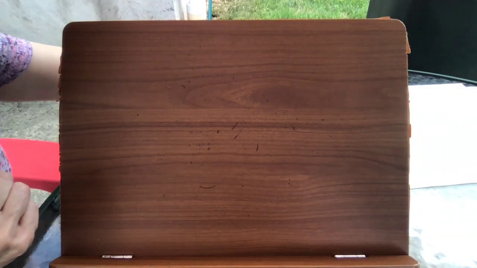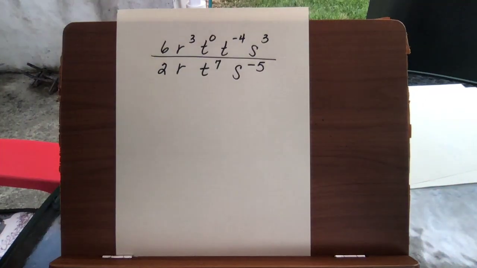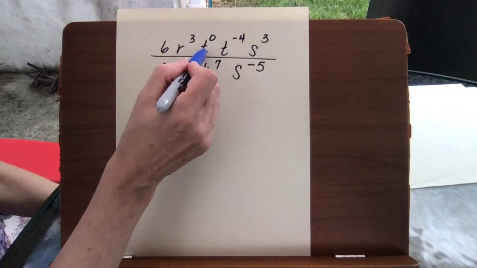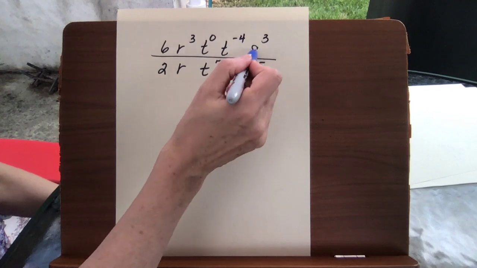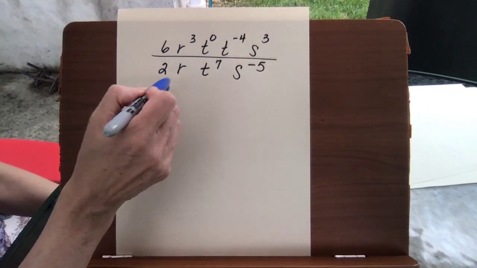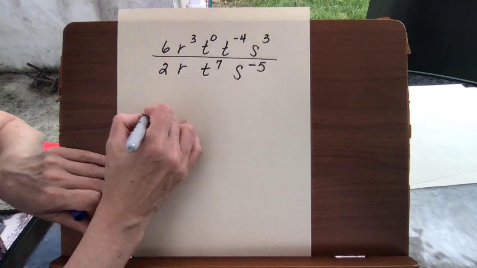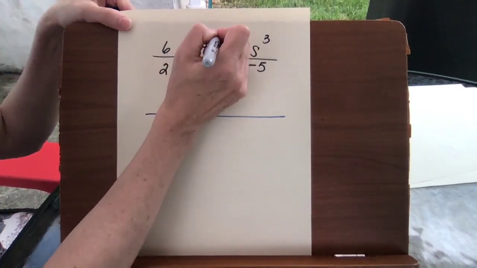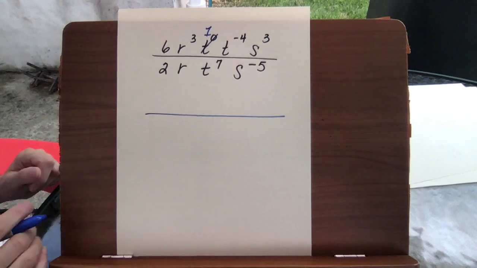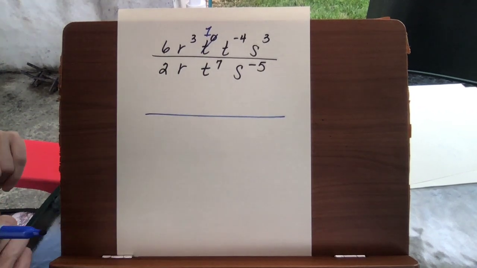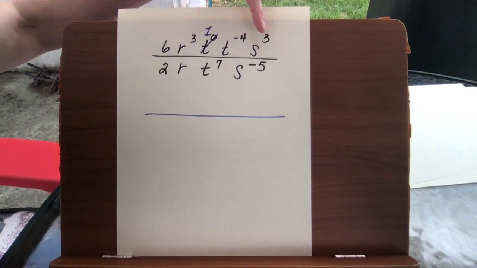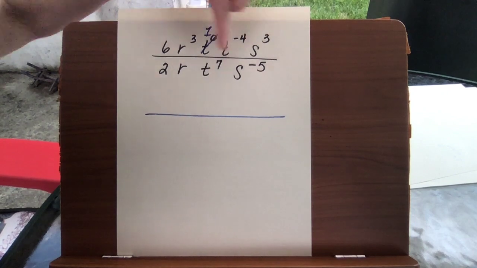And last problem. Okay. 6 r cubed t to the 0 t to the negative 4 s cubed over 2r t to the 7th s to the negative 5th. Okay, here we go. First of all, t to the 0 is a 1, so I just ditch it. Just get rid of it. It's not even worth doing anything with it. And there's nothing else in the numerator to combine by multiplication, nor the denominator.